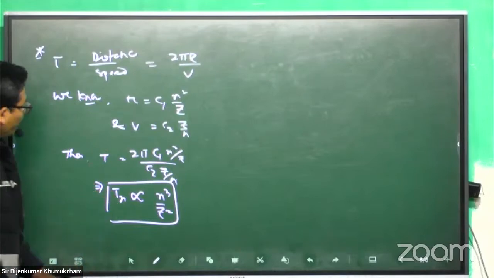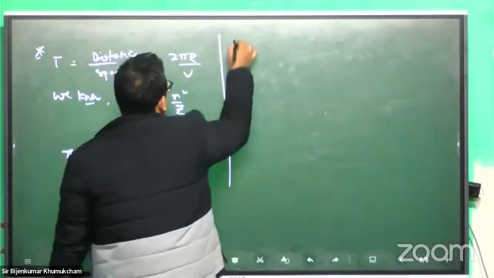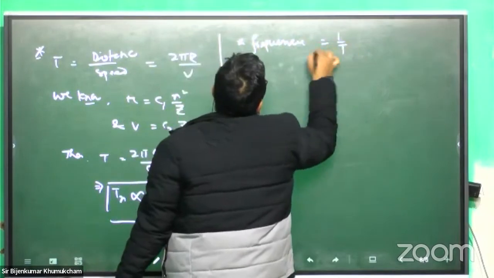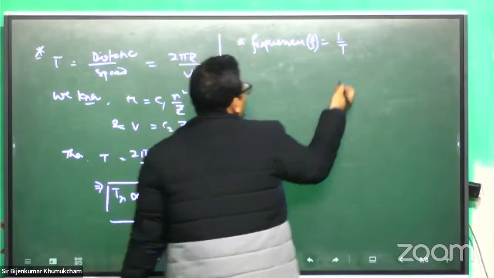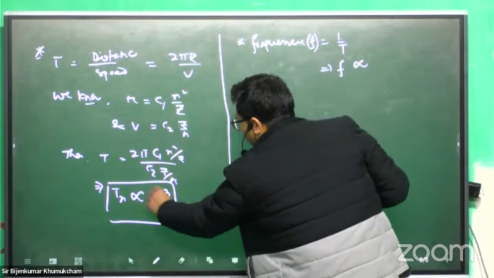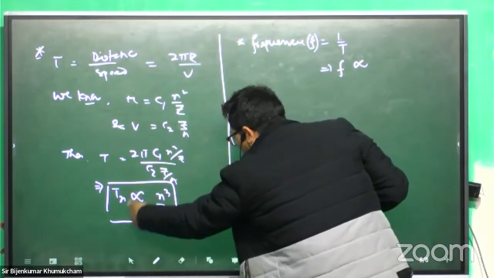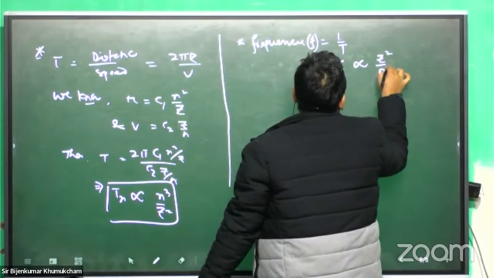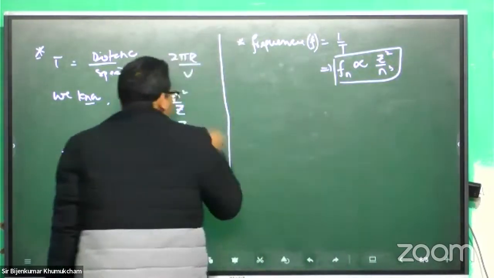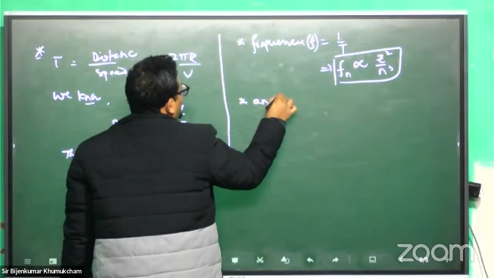Now what about the frequency? Frequency is nothing but 1 by time period. Since time period depends on n cube by z square, frequency will depend on z square by n cube. Clear? Then what about the angular frequency?